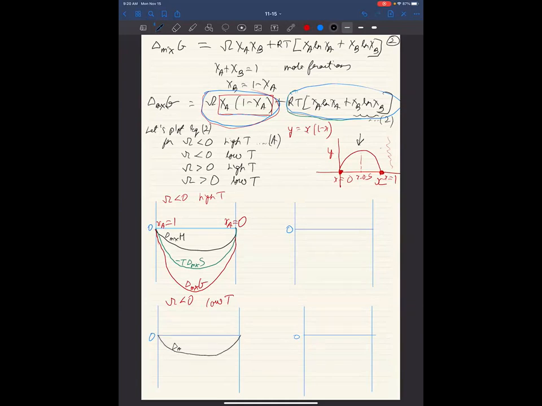The delta mixing H is going to be the same. The second term will change. The minus T delta mixing S will change. What will happen to it? Will it go up or low?